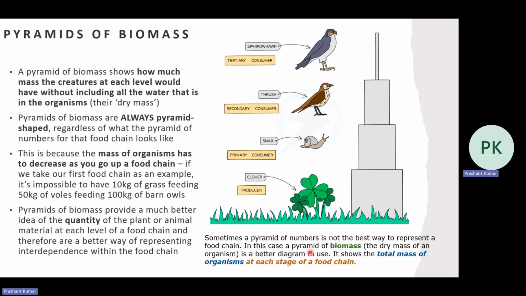And sometimes pyramid of number is not the best way to represent the food chain. In this case, a pyramid of biomass, the dry mass of the organisms, is a better diagram to use. It shows the total mass of organisms at each trophic level. So if you weigh the mass of the grass, all the producers, of course, their mass will be more. Snails are going to feed on plants, so their mass will be slightly less. There are few birds to eat these insects, so their mass will again be less. And the sparrowhawk, which is the top carnivore, its mass will always be least.